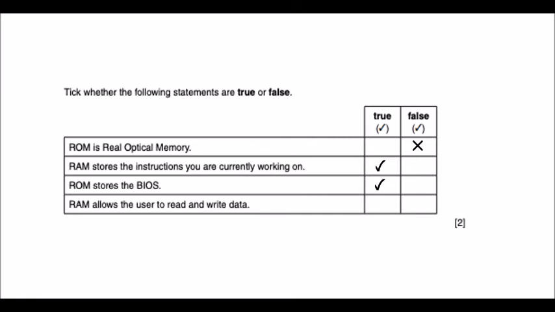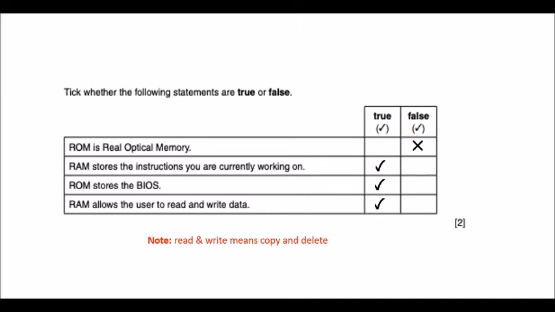And the last one, RAM allows the users to read and write data. Does it allow the user to read and write data? Yes, it allows. So that's correct. When we say read and write, what does that mean? Read and write means copy and delete. In the RAM, it copies data.